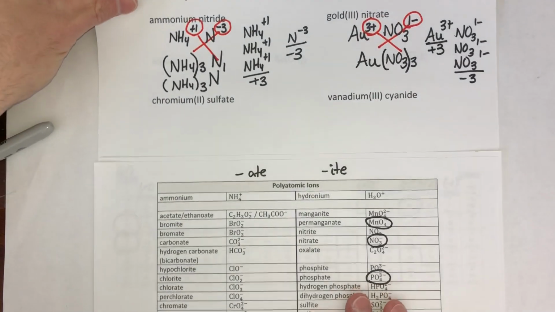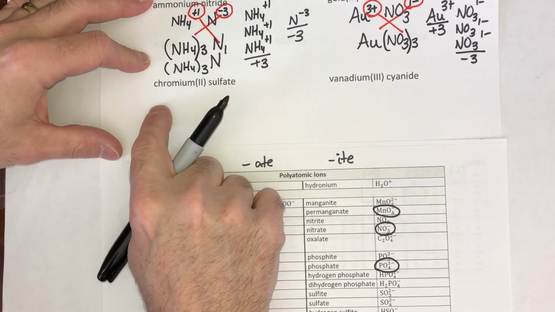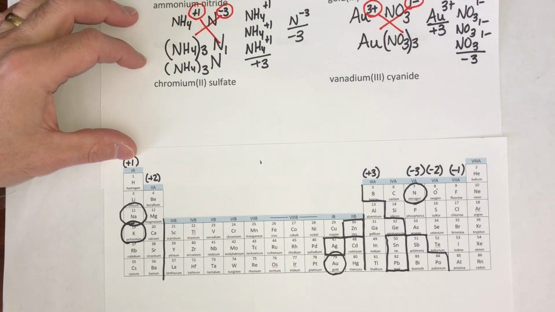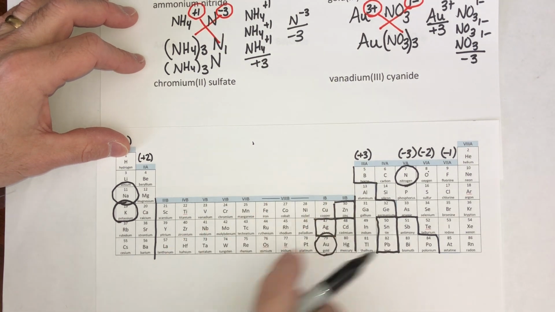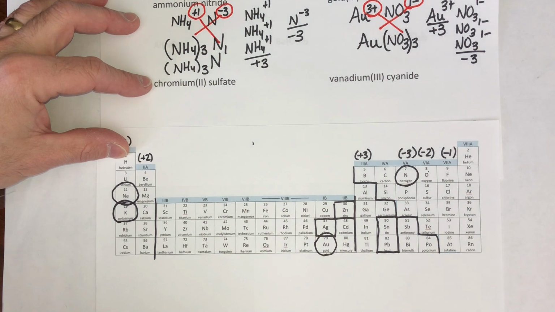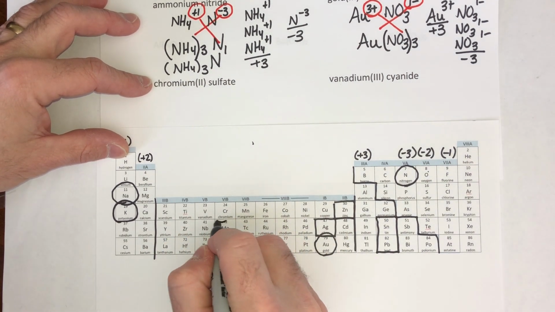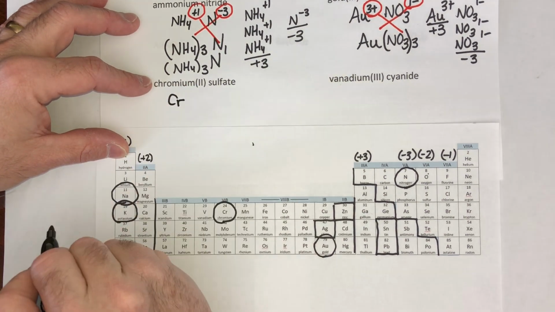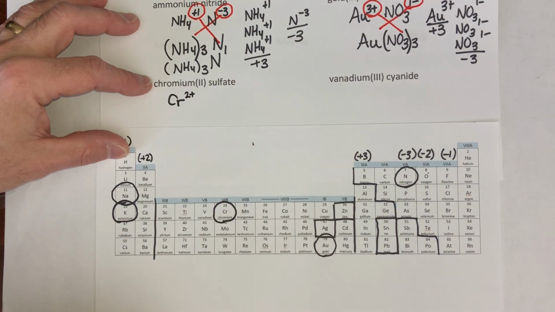All right, let's see if we got another one. We got 2 more. So I'm going to do chromium 2 sulfate. Chromium 2, the minute you see the Roman numerals, transition metals. I just have to find chromium. Chromium is here. So it's Cr. The Roman numerals tell me that the charge is a 2+.